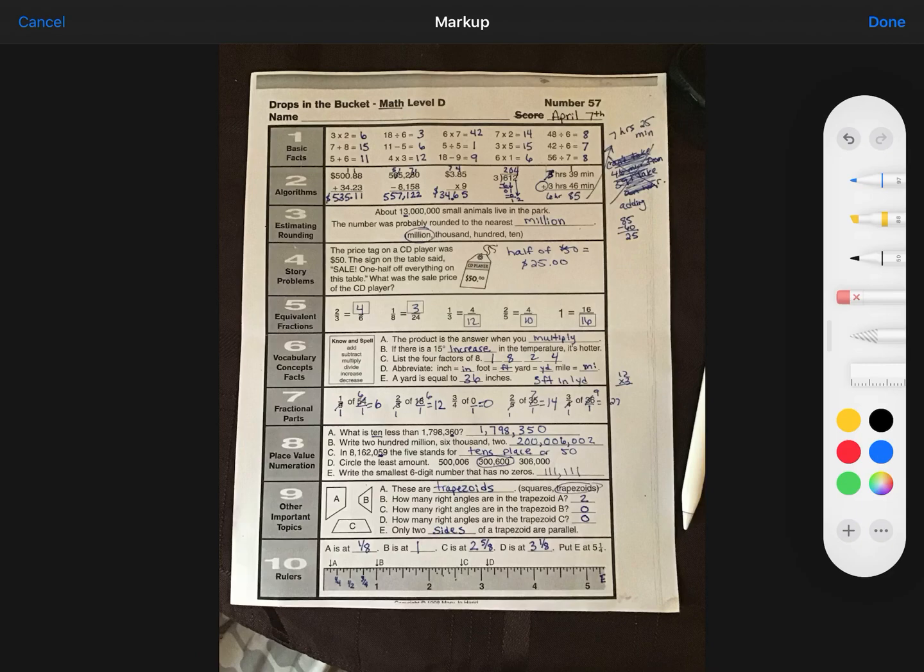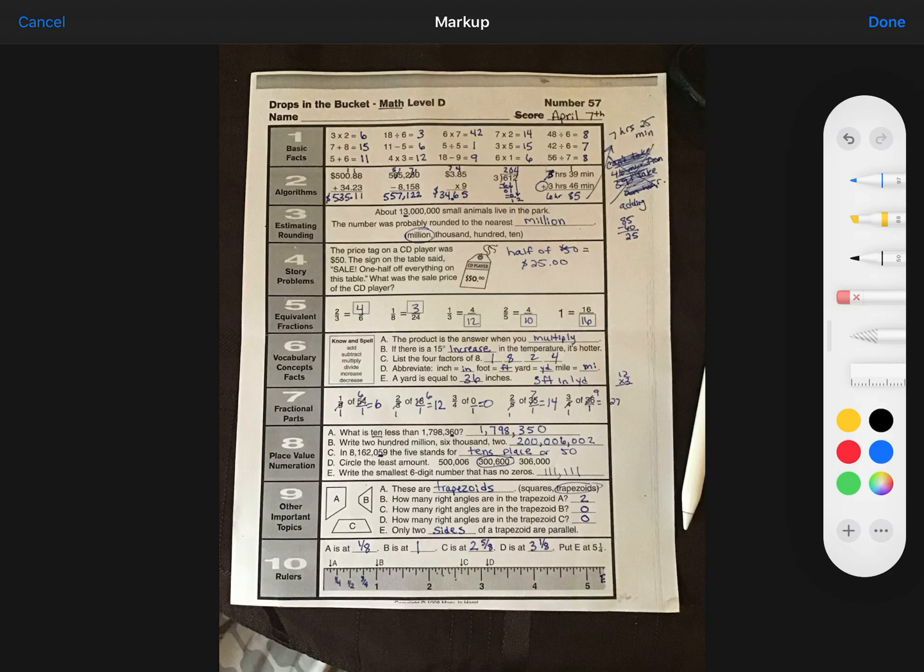Number 3, estimating and rounding. About 13 million small animals live in the park. The number was probably rounded to the nearest million. So I just looked at the first digit that wasn't a 0, and that is the millions place. I know that because if I start with the last 0, that's ones, and then I go up towards the left: ones, tens, hundreds, thousands, 10,000s, 100,000s, million. So that 3 is in the millions place, so I circled million.